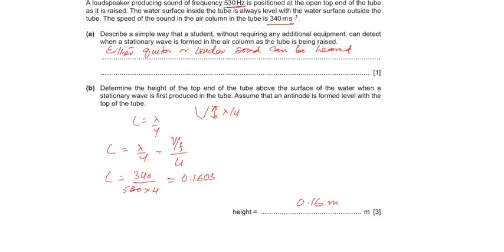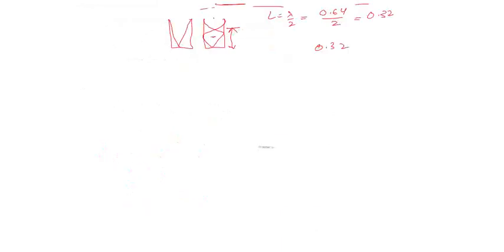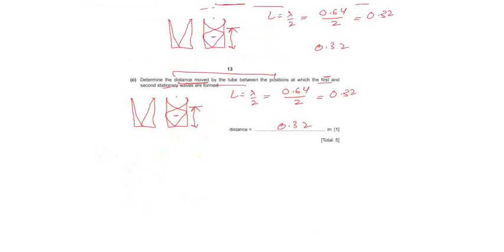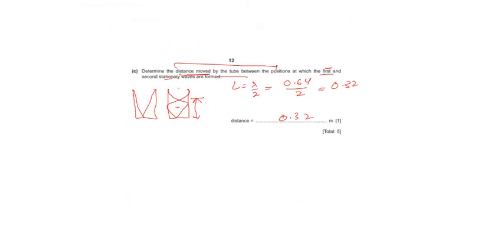determine the distance moved by the tube between the position at which the first and the second stationary waves are formed. So, for the first sound here, the distance with respect to lambda is lambda by 4. And the open end will have an antinode and the closed end will have the node.